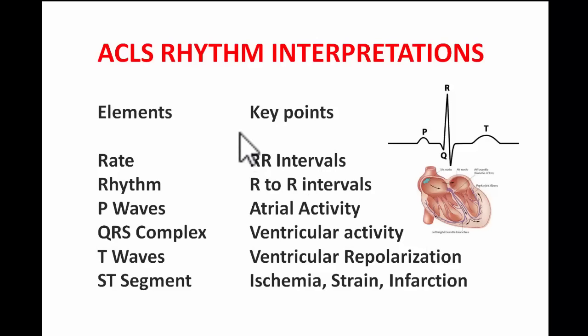Okay, to summarize, ladies and gentlemen, when you're looking at a rhythm strip for an ACLS test, first you need to look at the RR intervals, make sure what the rate is, then you look at the rhythm by looking at the RR intervals in the whole rhythm strip, look for the atrial activity and determine what type of atrial activity you are seeing. Look at the QRS complex and see whether it is supraventricular or ventricular. Then you look at the ST-T segments to determine any evidence of ischemia, strain, infarction, or ventricular ischemia. And then you come up with the most plausible diagnosis.